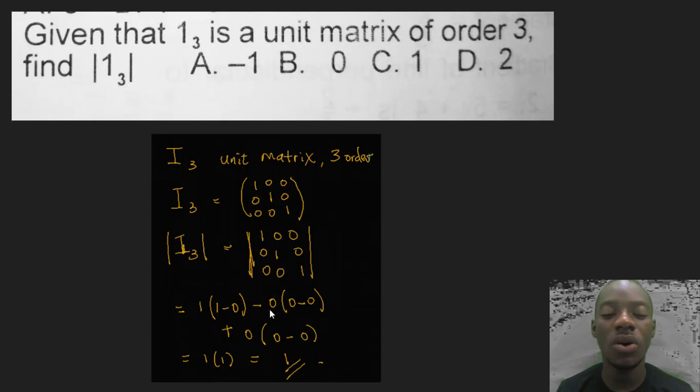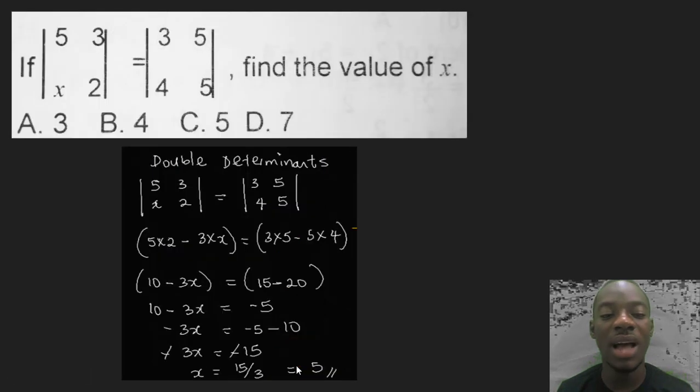So solving this, all these ones are 0. The only one that's sensible here is this one. So 1 minus 0 is 1. 1 times 1 is 1. And the answer is therefore 1.